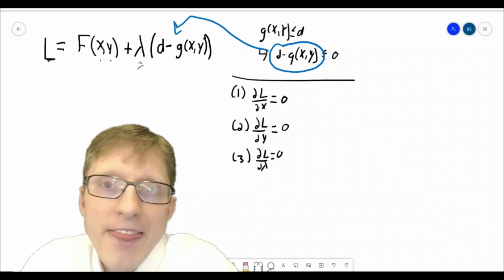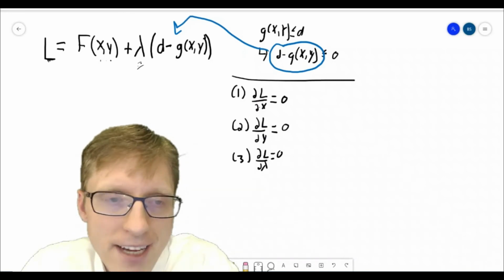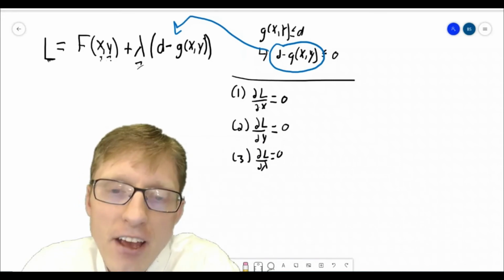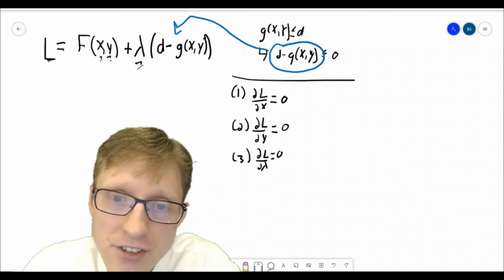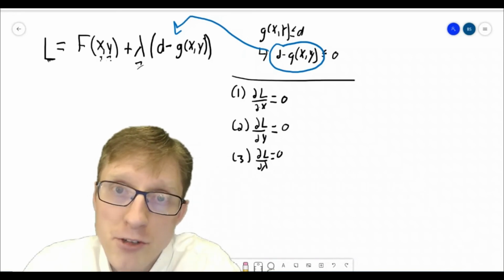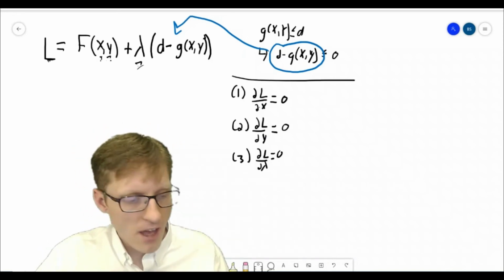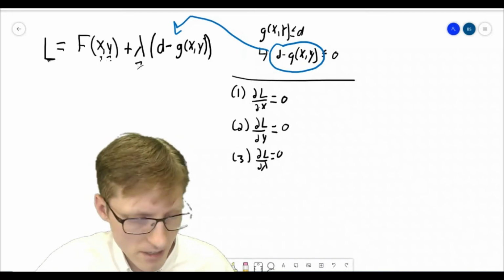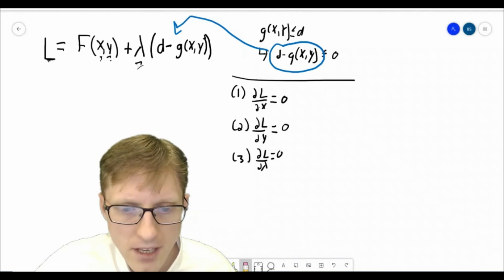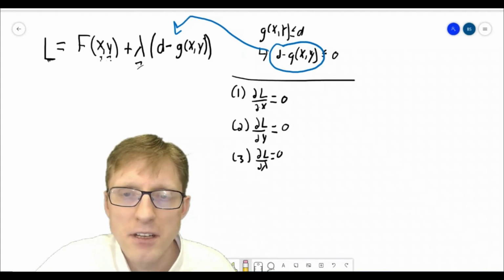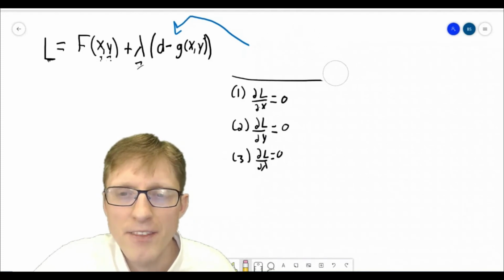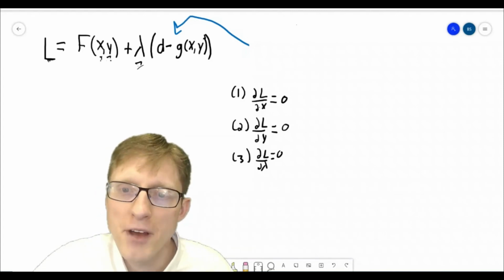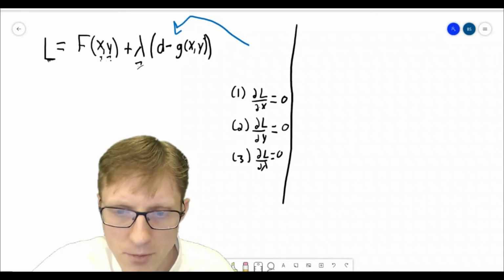And then we're going to look for the values of x, y, and lambda such that all three of these equations are satisfied. So each of these three partial derivatives are equal to 0. And that's it. That's the steps that are involved in computing the Lagrange multiplier method. So let me erase a little bit of this here, and then let's go back and solve that same problem that we just solved using the substitution method. We'll solve it this time using the Lagrange multiplier method.